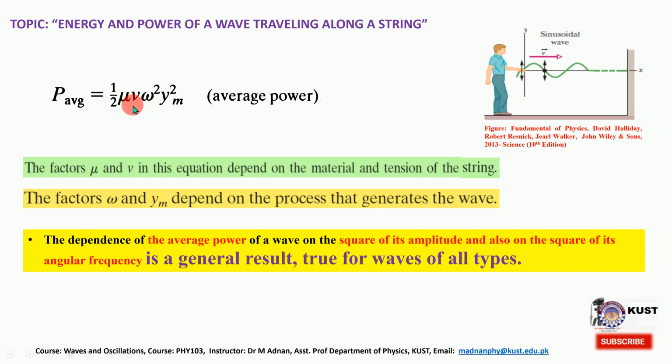Now these two factors will change once we are discussing different types of waves. For example, in sound waves, this mu, which is the density of the rope, will be changed to the density of the air, since the sound waves are traveling in the medium air, and this v will be the sound speed, and these two will remain the same. Similarly for electromagnetic waves and for all kinds of waves. So this topic, energy and power of a wave traveling along a string, this average power is valid for all kinds of waves, and of course the relevant parameters will change once we are discussing different types of waves, but in principle it is the same for all kinds of waves.